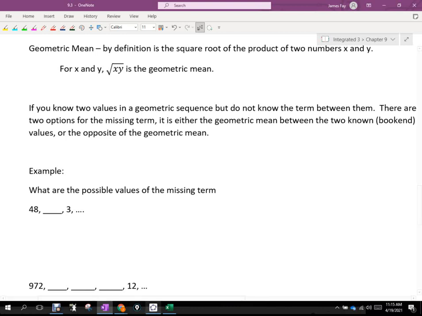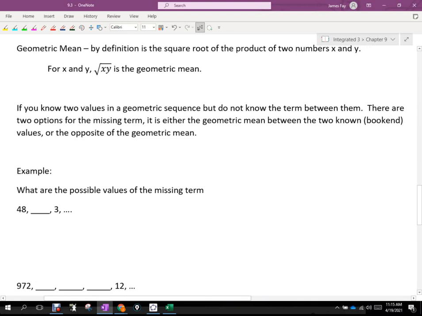So it says geometric mean, by definition, is the square root of the product of two numbers, x and y, okay? So here, two numbers, x and y, if I multiply them together, take the square root, that's what we refer to as the geometric mean, okay? Here it says, if you know two values in a geometric sequence, but you do not know the term between them, there are two options for the missing term. It is either the geometric mean between the two known, which I call bookend terms. You guys know what bookends are?